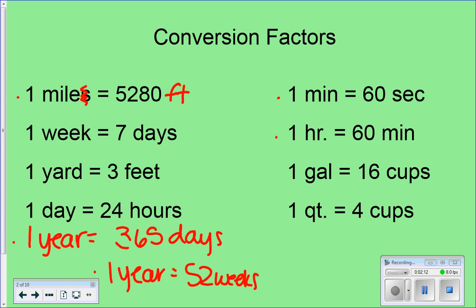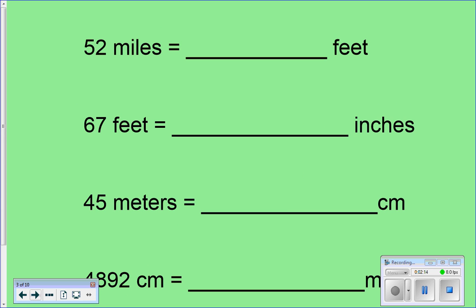Ready, Jacqueline? All right, so first thing we're going to do is simple conversions, okay? To me, a simple conversion is one step. So if I look at 52 miles and I'm going to change that to feet, what am I going to do, Hunter? Yeah, 5,280, and then times 52.